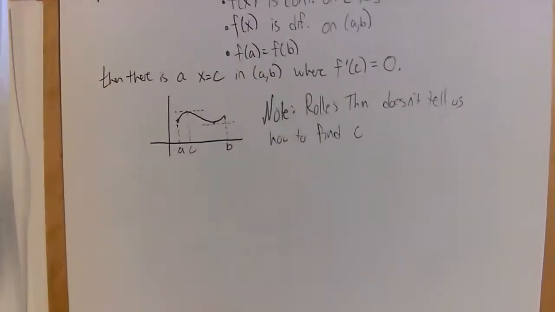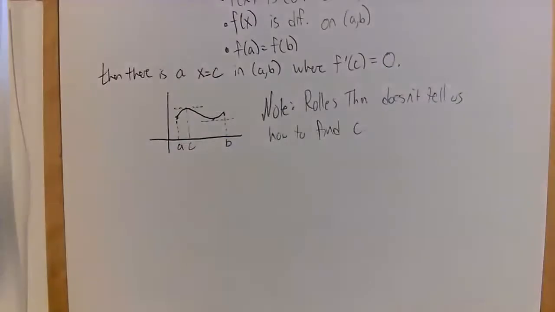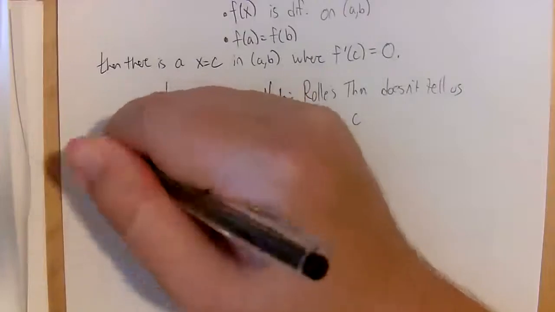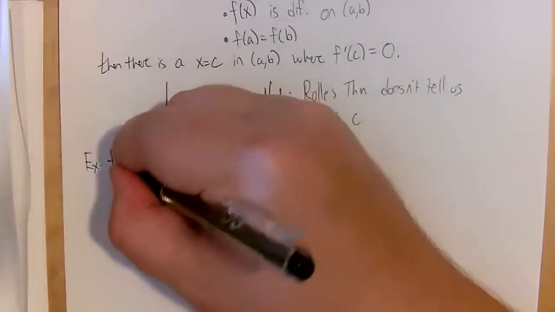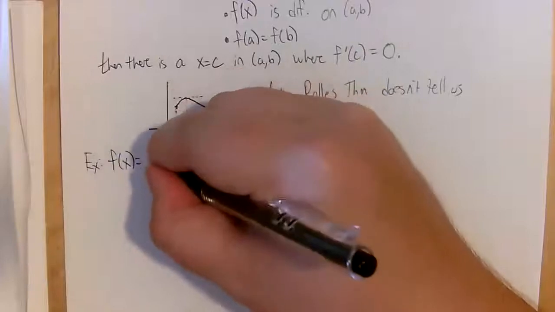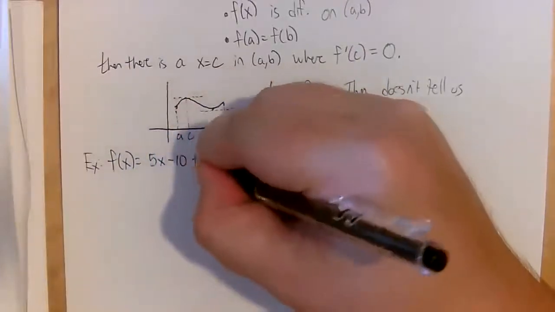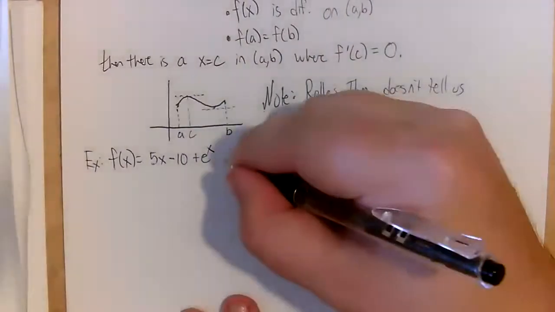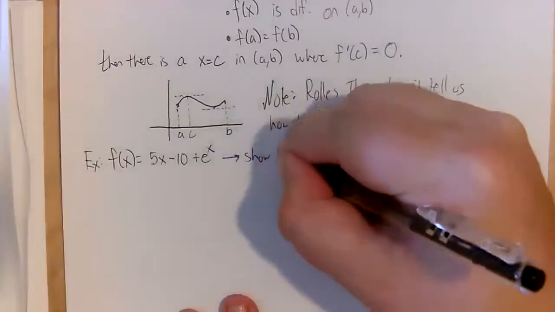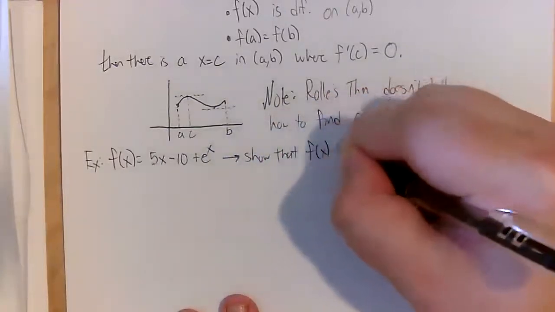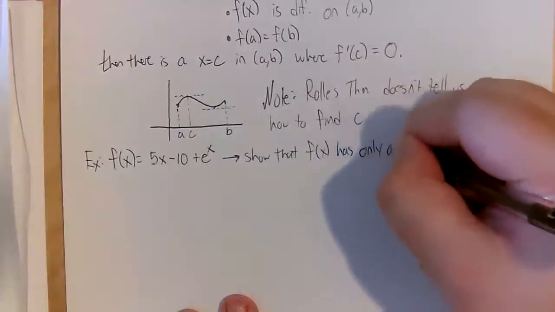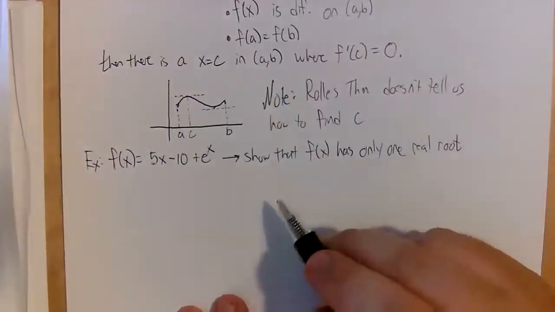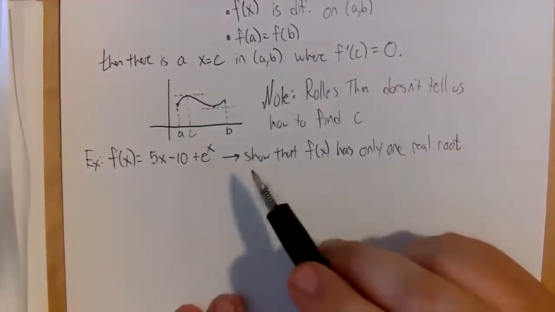All right, now what is the use of this theorem? So what if the derivative is 0 somewhere? Well, let's take a look at an example. Let's say that we have the function f of x equals 5x minus 10 plus e to the x. What we want to do is show that f of x has only one real root. Remember, a root of a function is an x value that makes this equal to 0.